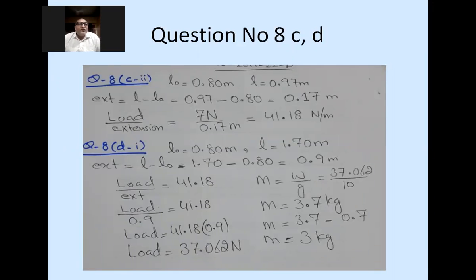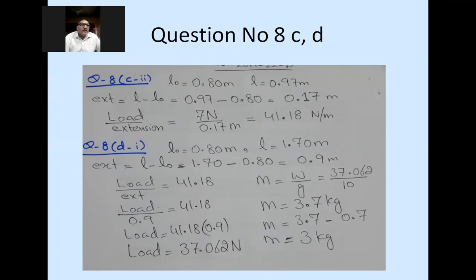Okay, so the next part. Here you have to find out the ratio of load to the extension. So the unstretched length is 0.80 meter. And when you hung that can, the length became 0.97 meter. So the extension is L minus L naught: 0.97 meter minus 0.80 meter. So the extension will be 0.17 meter.